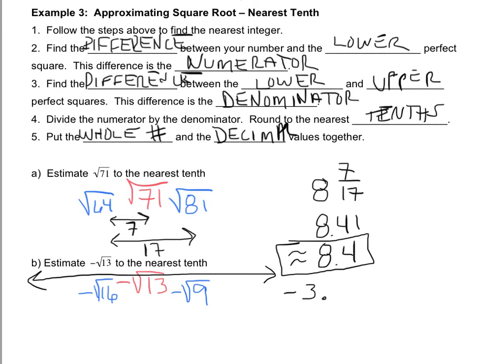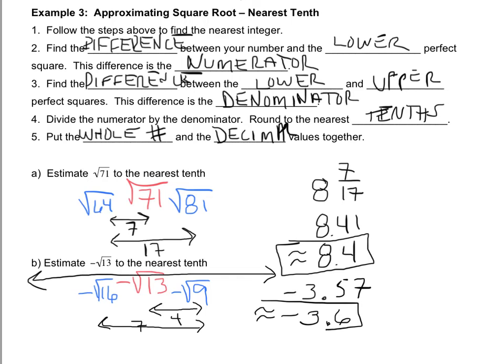So in this case, when I am now going to find my lower to our number distance, we are actually going to use that distance. And then the overall distance is still from the 9 to the 16, which is a 7. So again, this would be negative 3 and 4/7. And negative 3 and 4/7 is 3.57, which again, rounded, is negative 3.6. So we are approximately negative 3.6.